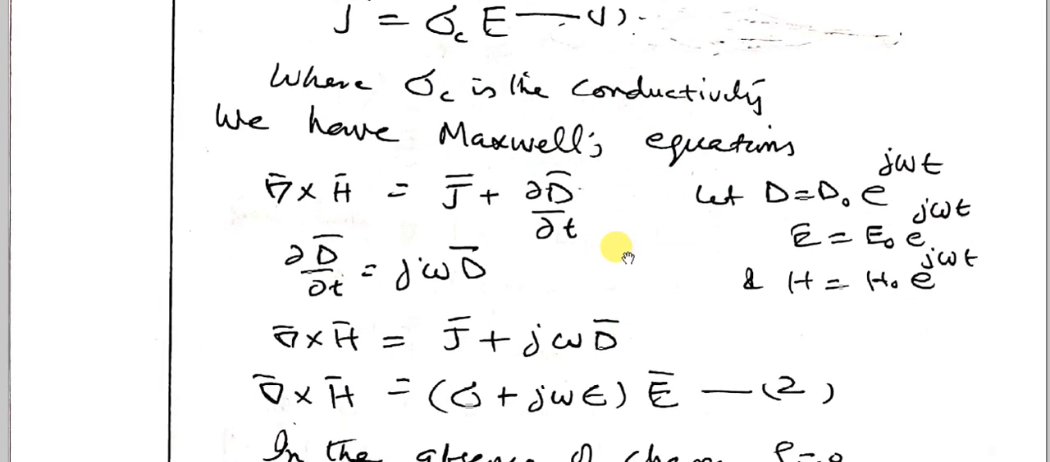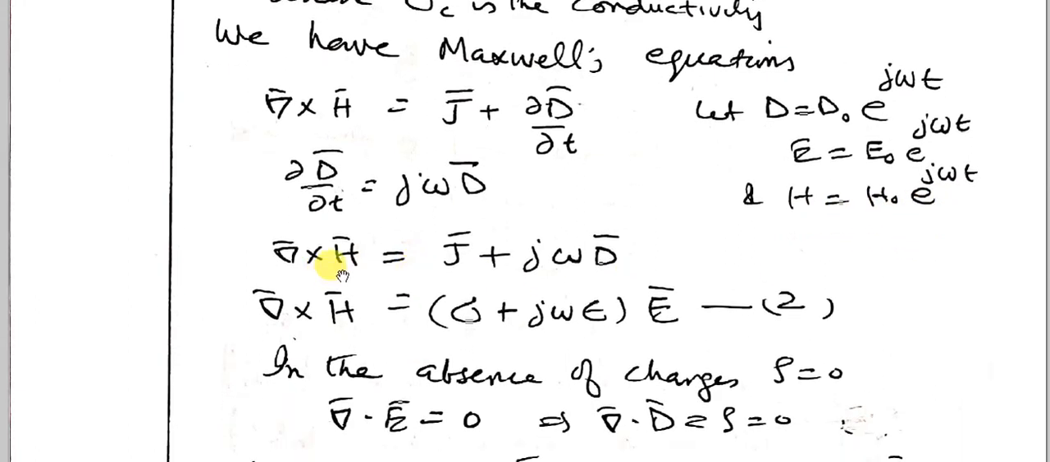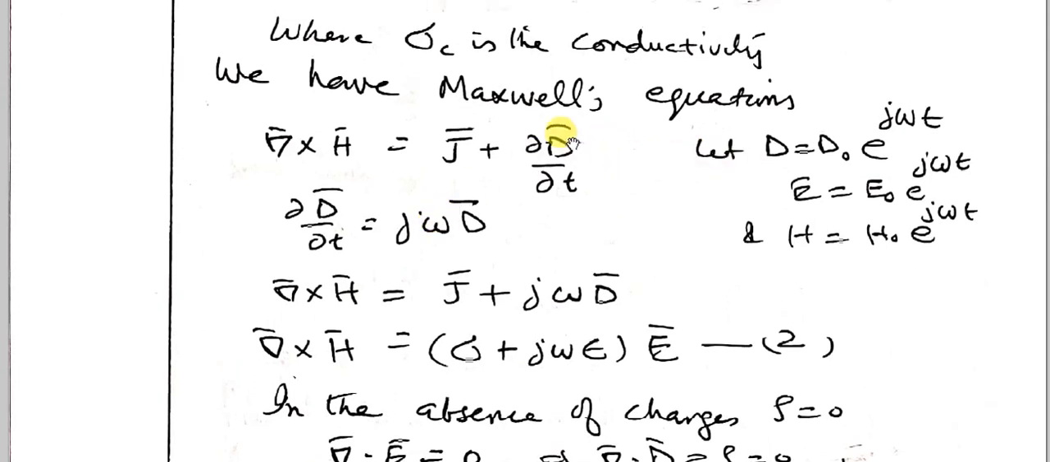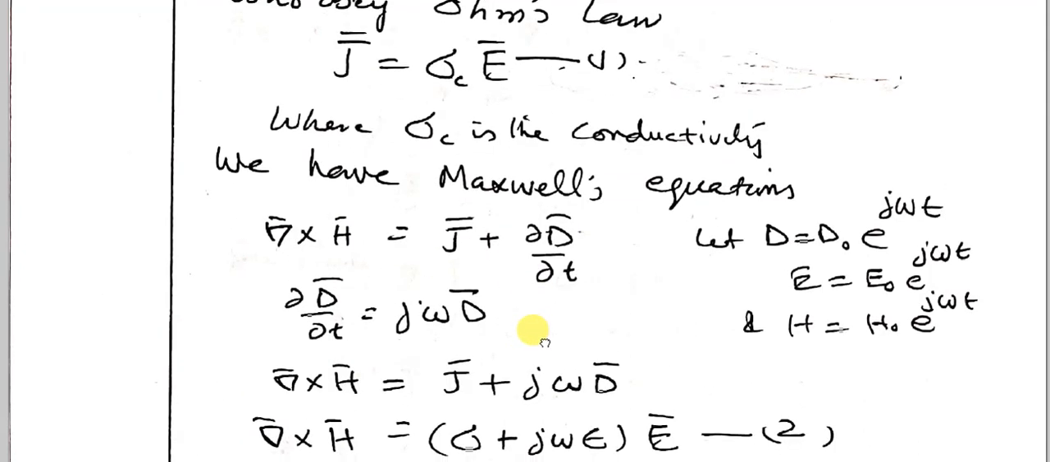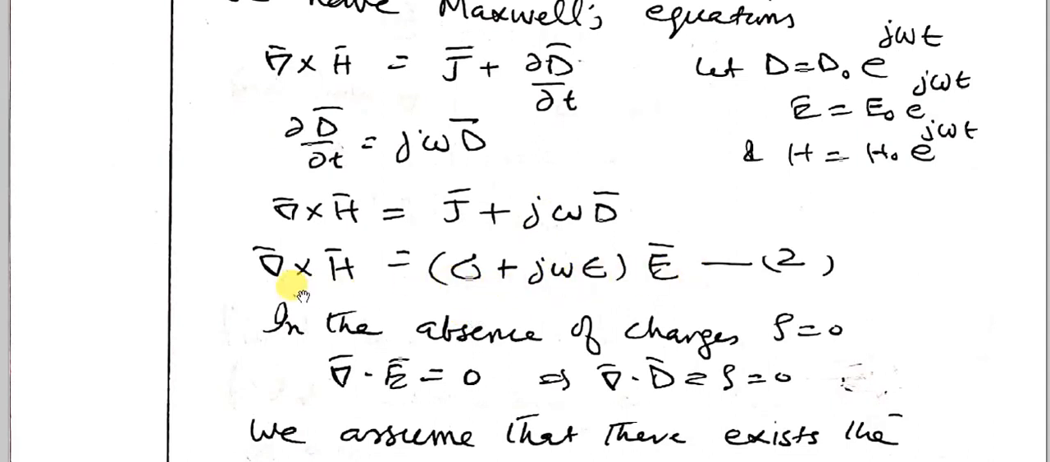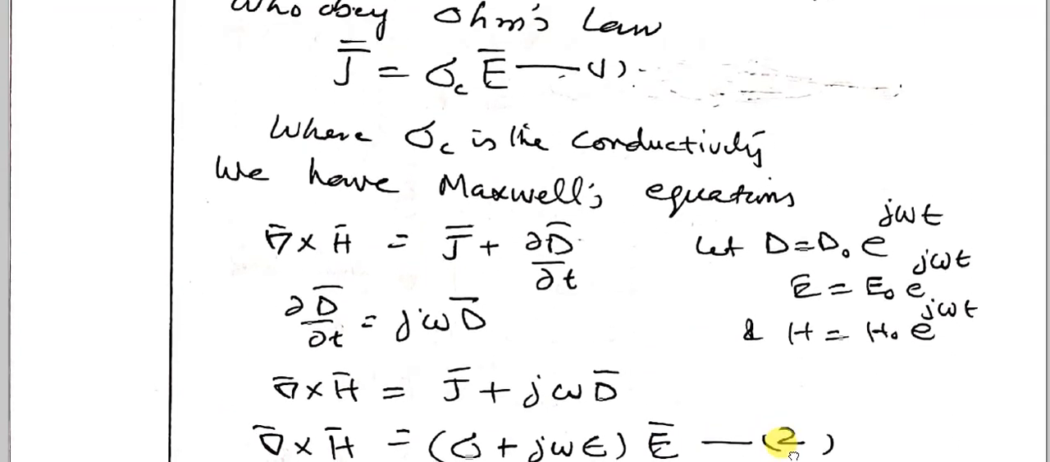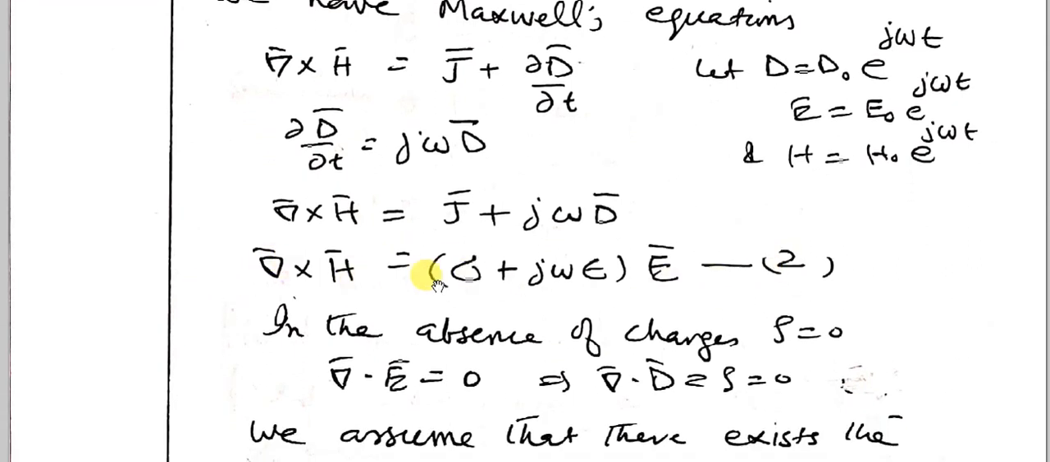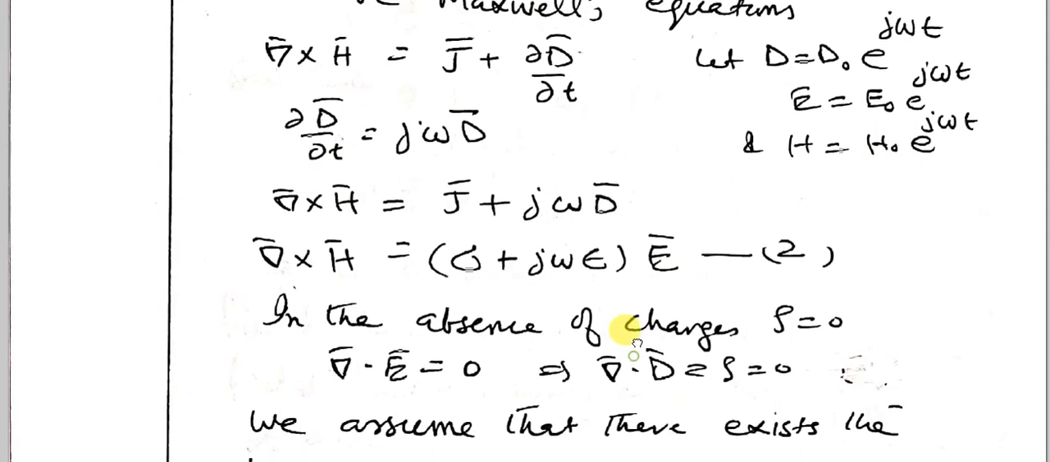Now we have Maxwell's equations: curl of H, which is Ampere's law, is equal to J plus delta D by delta t, where D is D_0 e^(j omega t), E is E_0 e^(j omega t), and H is H_0 e^(j omega t). Putting in the value of delta D by delta t, taking the differential, and also the J value, which is sigma E, and simplifying, we get equation number 2. Equation number 1 is Ohm's law. So the curl of H is equal to (sigma plus j omega epsilon) E. That is equation number 2.